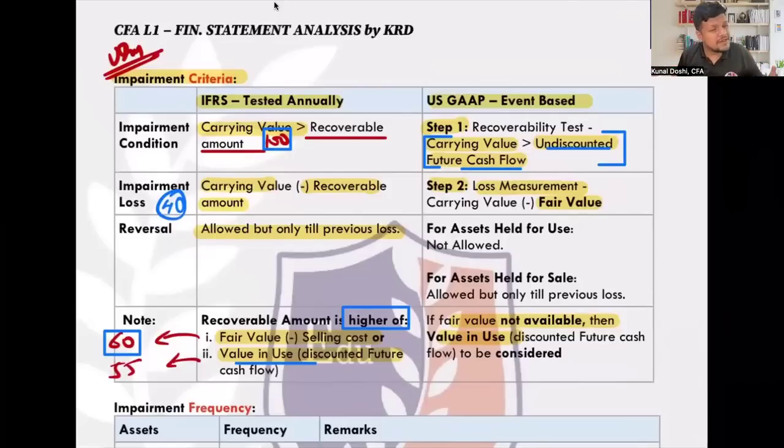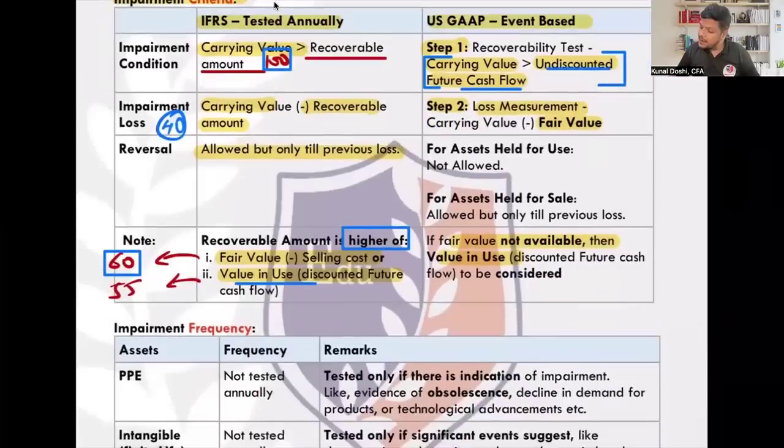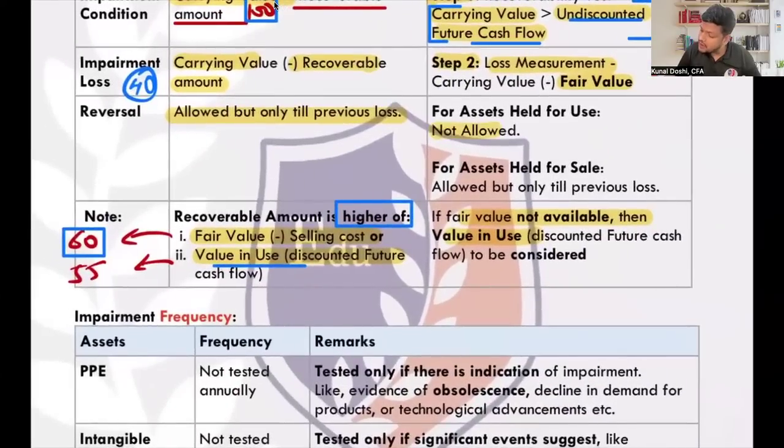Does US GAAP allow reversal? Remember, in inventory write-down, did the US GAAP allow reversal? No, US GAAP did not. Here also, US GAAP does not allow reversal for assets which are held for use, which means assets which we are going to use. But assets which you are not planning to use, held for sale, can be reversed, same like IFRS, still previous loss.